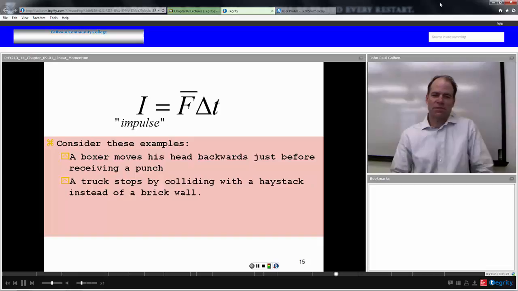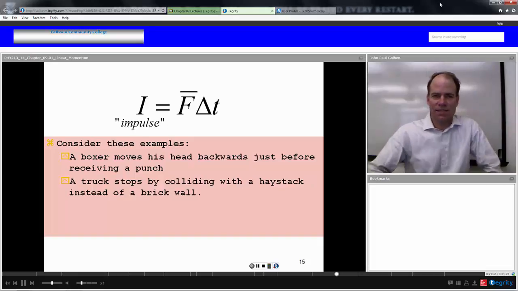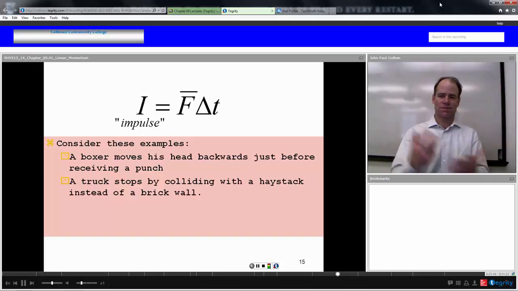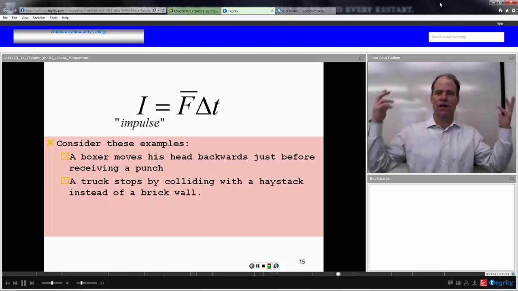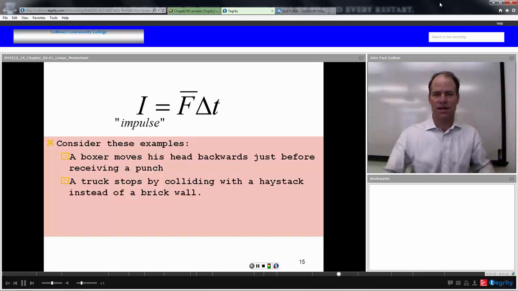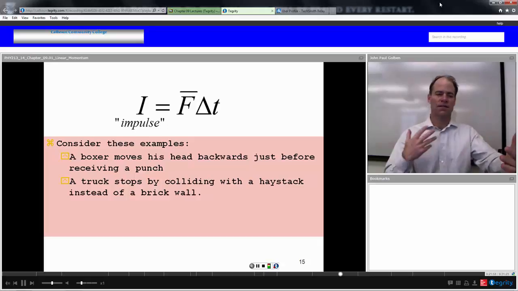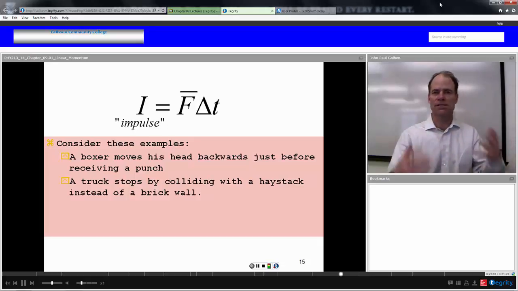A truck stops by colliding with a haystack instead of a brick wall. Same basic principle. If you lessen the time, you're going to greatly increase the force, hence a lot more damage on the truck in less time. If you use a haystack, then you can increase the time, decrease the amount of external force on the truck, save the truck.